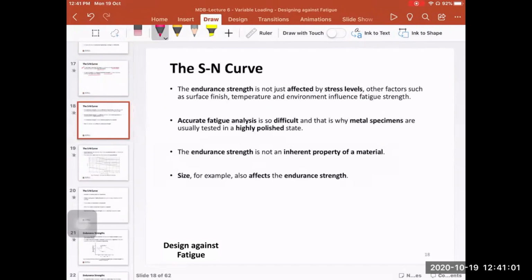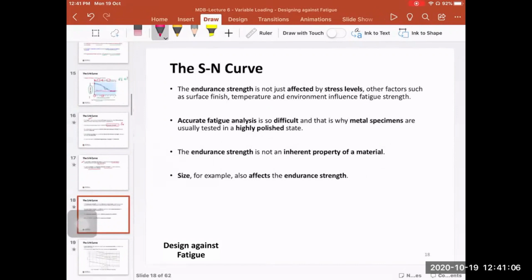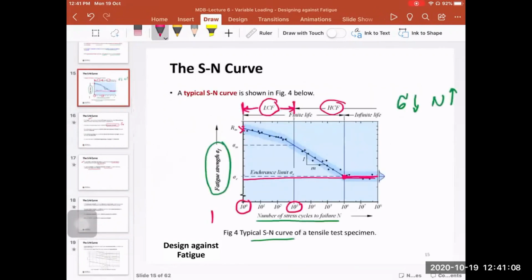It is worth noting here that the endurance, because in this figure, we've spoken only about the level of stress. We said that if you decrease the level of stress, the number of cycles that the material or the component can survive increases. And this defines in the end the endurance limit of the material.